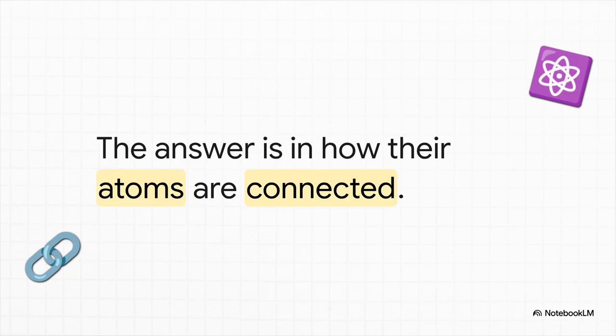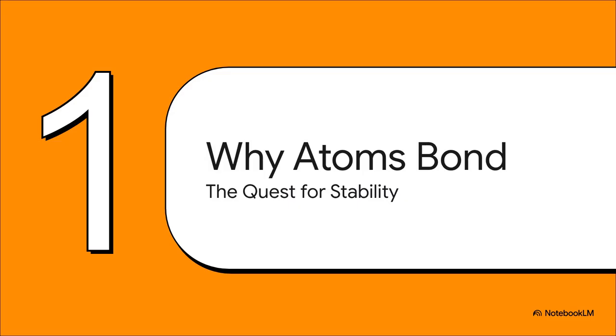And there it is. That's the key. The properties of every single thing you can touch, see, or taste are all decided by the chemical bonds between its atoms. So if you can understand these bonds, you can understand the material itself. It's that fundamental. Okay, so to really get to the bottom of this, we've got to start with the most basic question of all. Before we can understand how atoms connect, we first need to figure out why they even bother doing it in the first place.